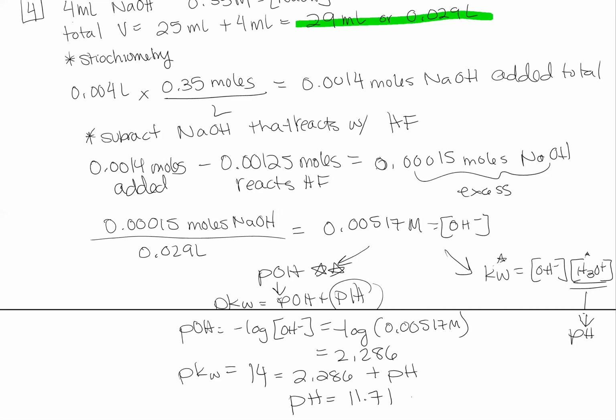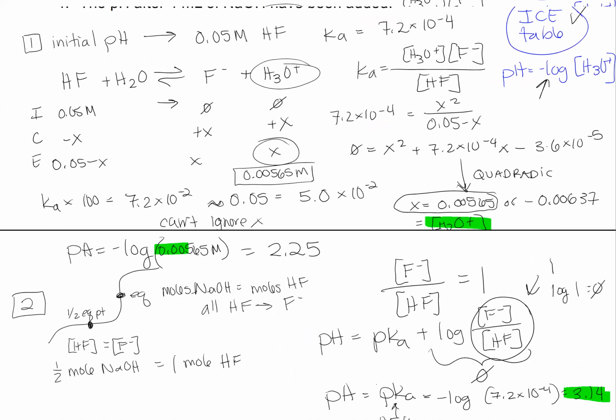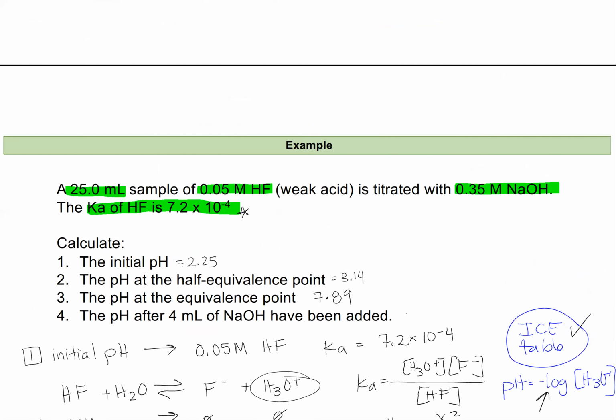And I've added a fair amount of base at this point, so past my equivalence point, so it makes sense that this pH is very high. So that brings us back to the end of our problem. So we'll have 11.71 for our answer to number 4.